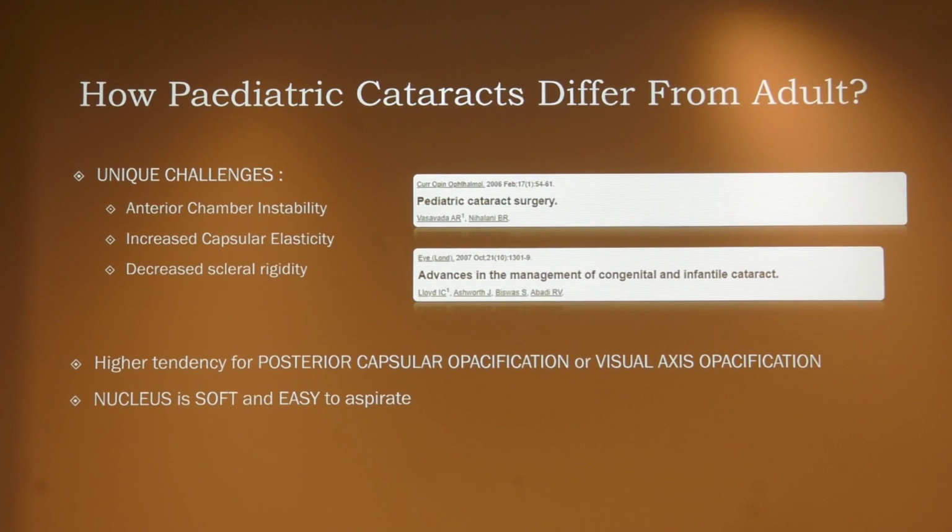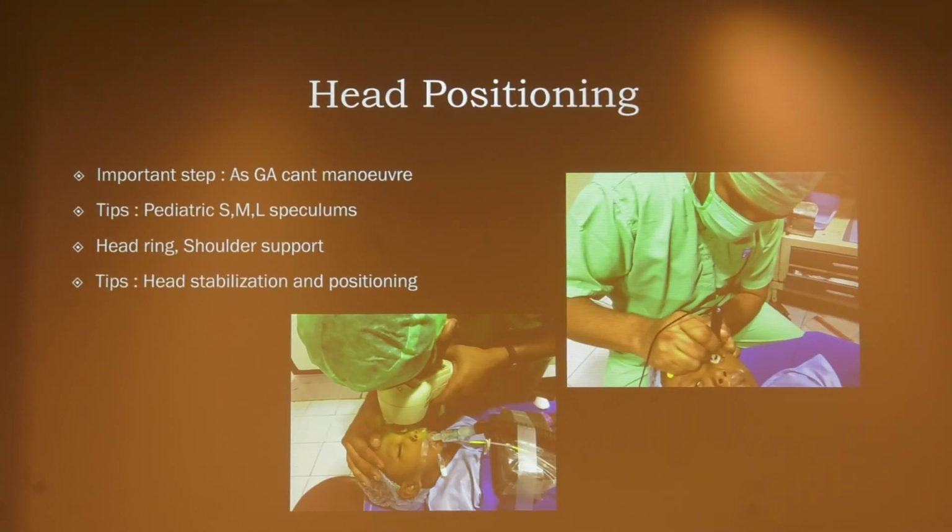So how do pediatric cataracts differ from adult? It's a unique challenge. Anterior chamber can be unstable, increased capsular elasticity can be there, there can be decreased scleral rigidity, higher tendency for PCO formation, and the nucleus is soft and easy to aspirate as compared. The first thing I want you to know is about your GA. So remember to know what sort of GA will suit you. If you're a beginner, maybe intubation would be a better option than an iGel or an LMA. Also, a little bit of muscle relaxant should be given. Use a head ring and shoulder support because remember, you can't manipulate the head during surgery.